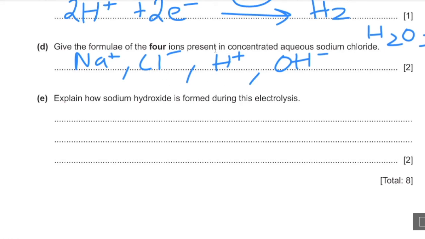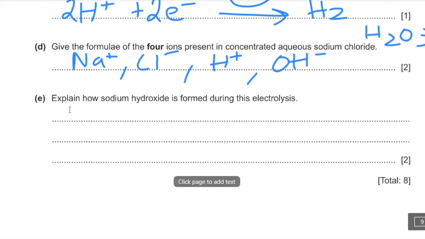E. Explain how sodium hydroxide is formed during this electrolysis. Alright, so in this reaction, hydrogen and chlorine form at the electrodes, which means the ions left behind in the solution are sodium ions and hydroxide ions, and then these combine to form sodium hydroxide.